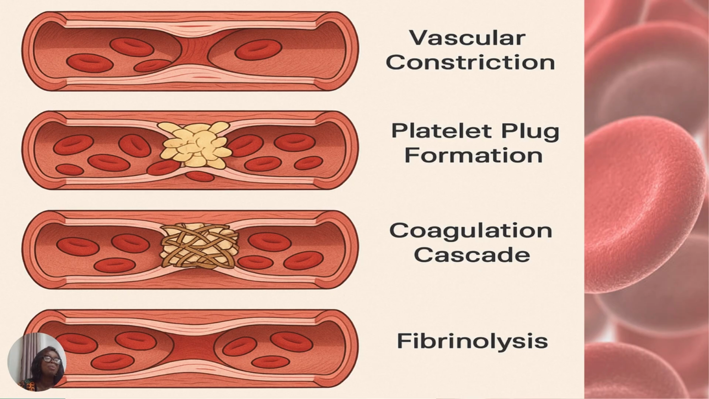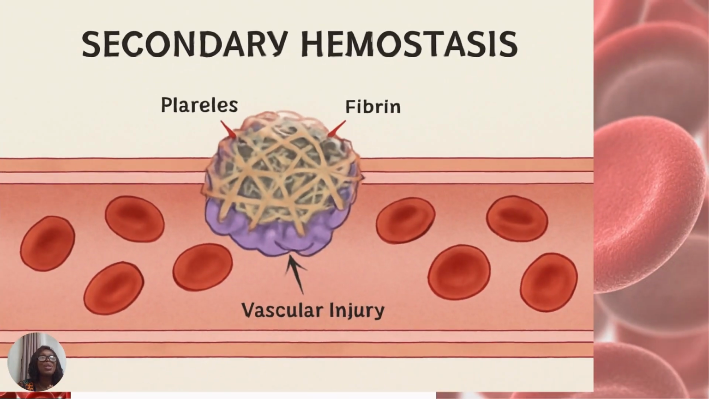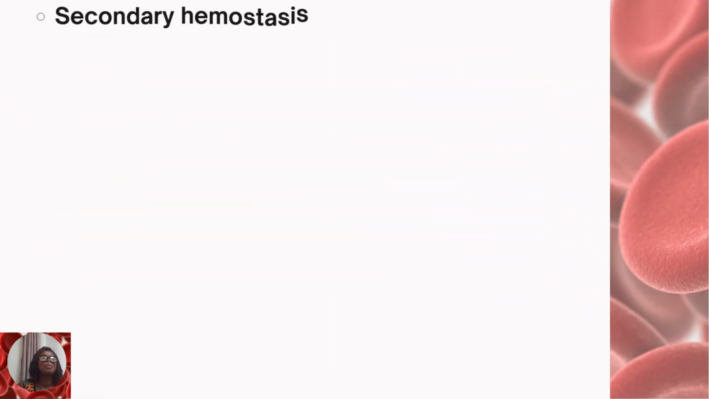We have been able to deal with vascular constriction and platelet plug formation, which is primary hemostasis, in our previous lecture. Please do well to go back to our YouTube channel or click on the link that you are seeing now, so that you'll be able to watch that particular lecture. It will help you to understand what we are doing today better. Today, we are going to be focusing on secondary hemostasis and fibrinolysis. So, we are going to be starting with secondary hemostasis.